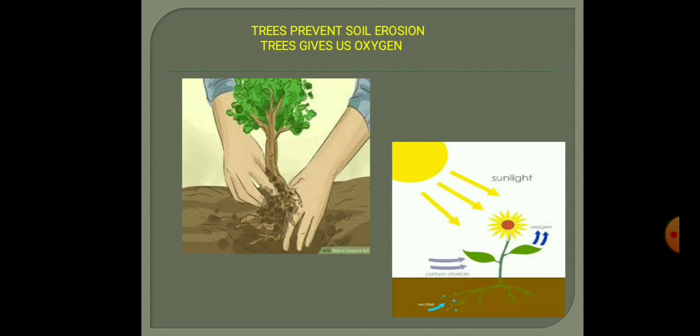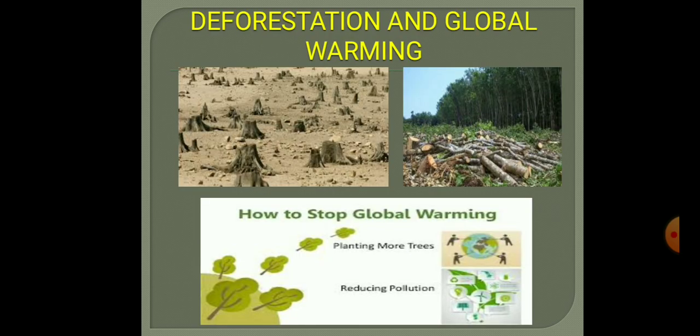We should not cut trees. We should grow more trees. Students, have you heard about the word deforestation? What is the meaning of deforestation? Deforestation is cutting the trees in the forest without planting new trees.